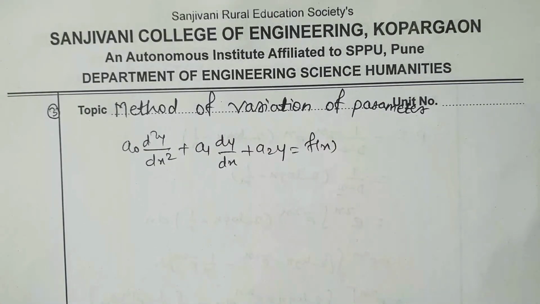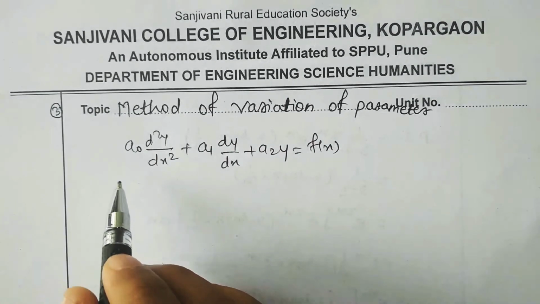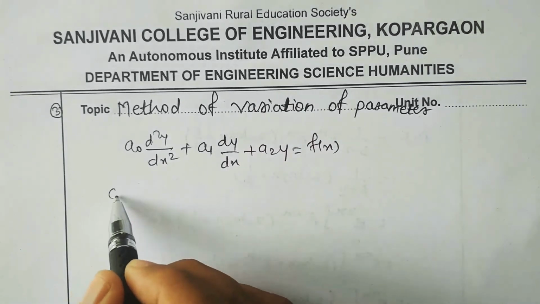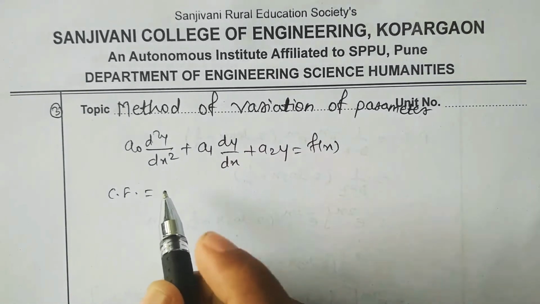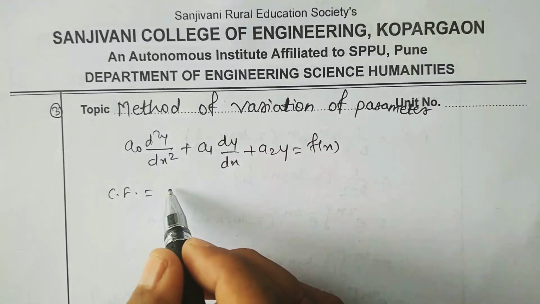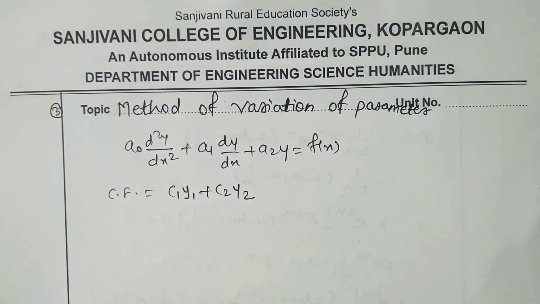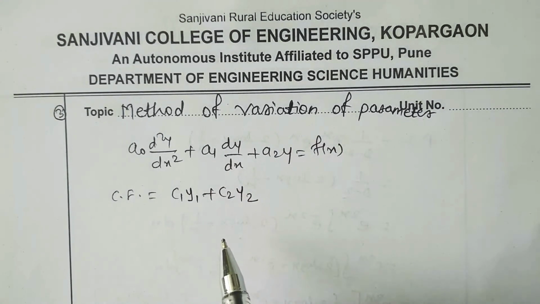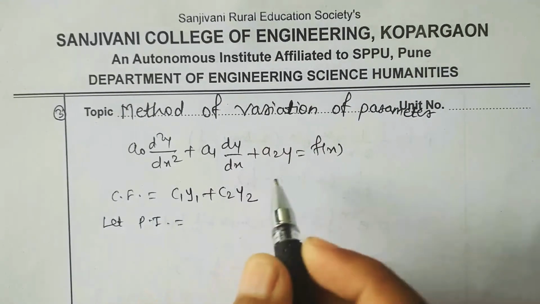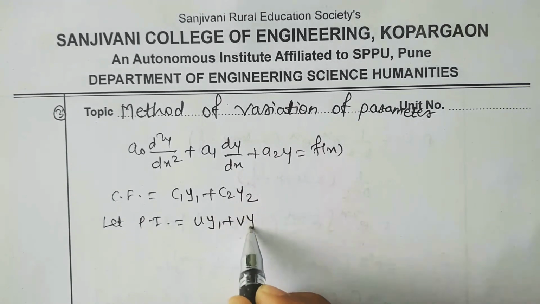So what is the method? See, this is second order differential equation, and you know that for the second order differential equation, auxiliary equation has two roots. So in CF we will get two constants. So CF will be written for this second order differential equation as C1 into y1 plus C2 into y2. Now to find particular integral, we suppose that particular integral for this second order differential equation is u y1 plus v y2.